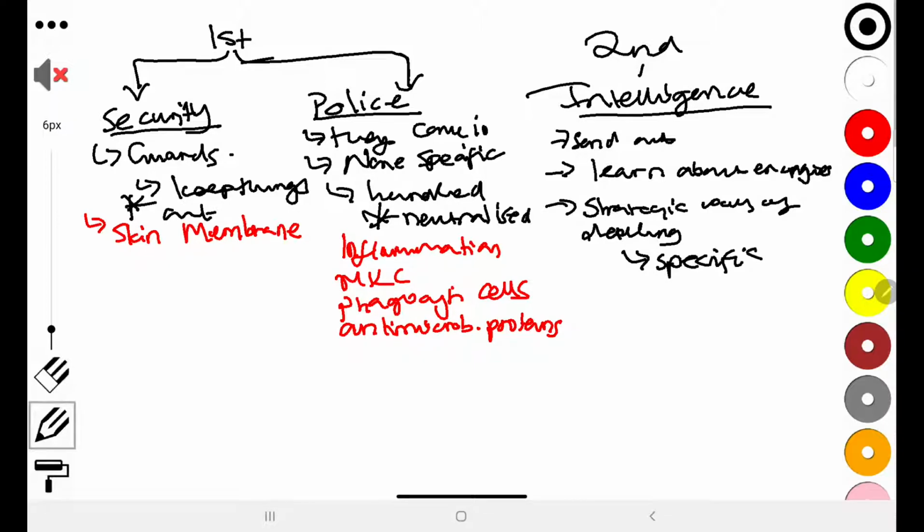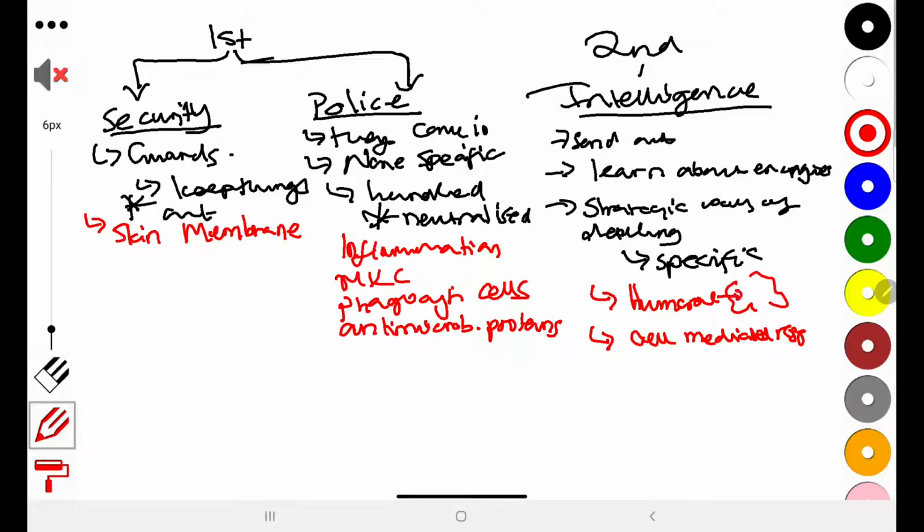enemies. So these do not just get to anything that has come in. They've got very specific, very targeted, very learned ways of dealing with these microbes or pathogens. And in order to learn about these, we use humoral responses as well as cell-mediated. Humoral responses are when they've gone into the blood, of course, and then infection of the cell will be cell-mediated responses.